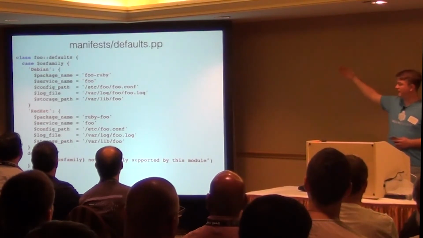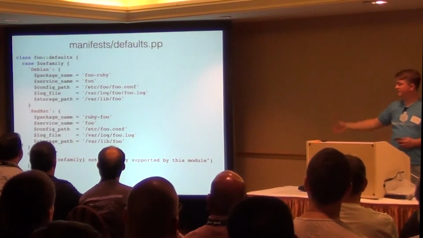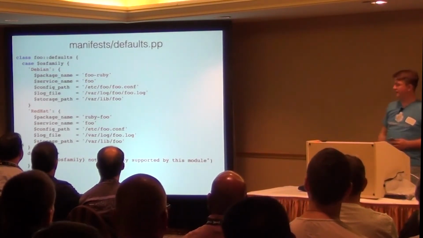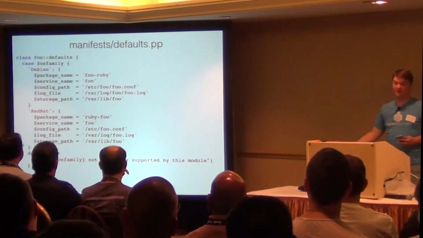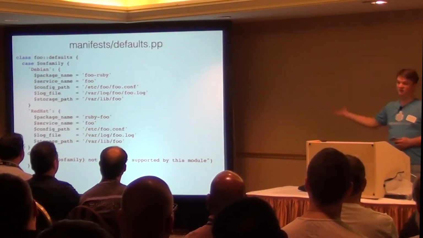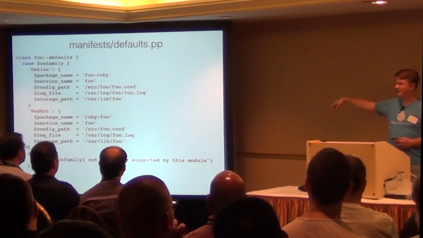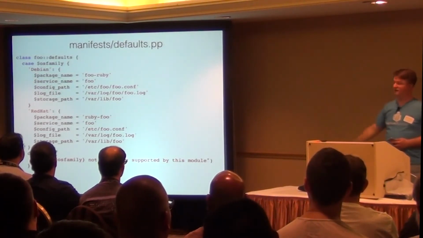So in here you've got the package name, the service name, config path, log file, storage path for 2 different operating systems. The general way you deal with a platform you haven't ported to yet is just make it fail. Because it might work out of the box, and if it does, great. Someone can just throw another thing in there that says also on Solaris do this, or this is the name of all these things.